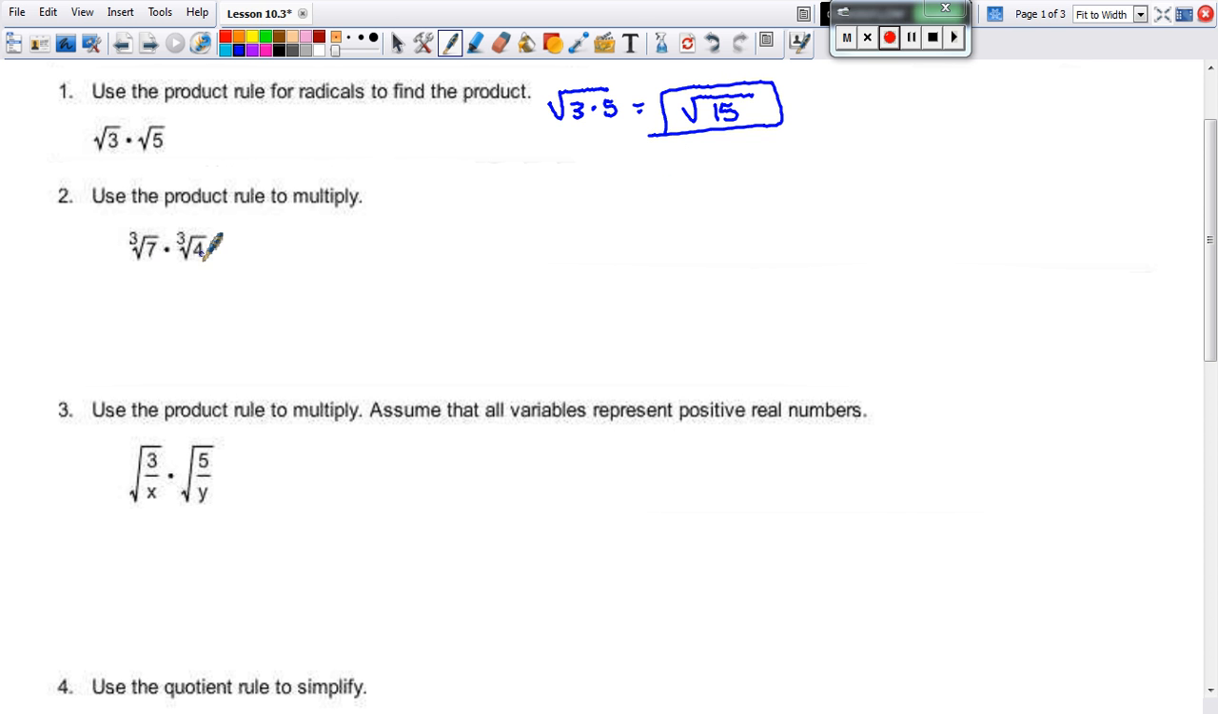On the next one, the same thing. You keep the index. This little number in the crooked part is the index. You keep that as the cubed root. You multiply the inside, 7 times 4. So I get the cubed root of 28.